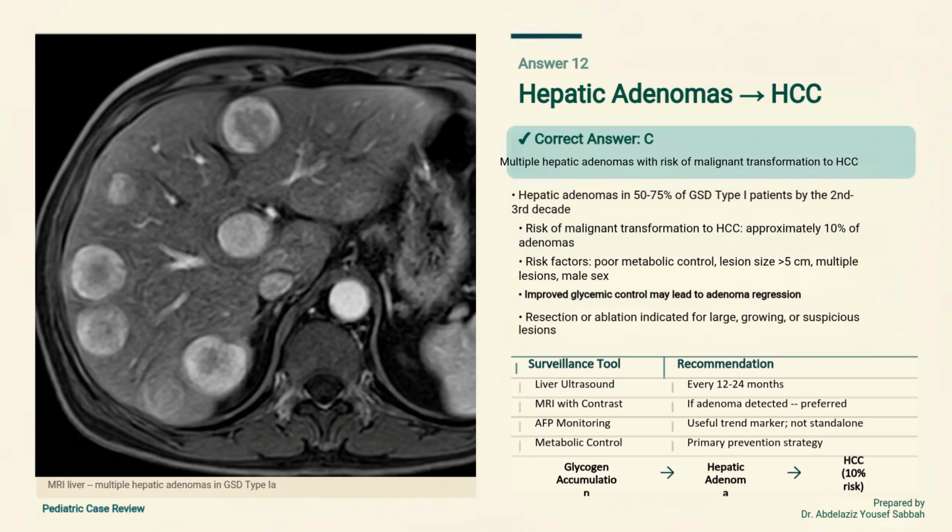Hepatic adenomas develop in 50 to 75% of glycogen storage disease type 1 patients, typically by the 2nd to 3rd decade of life. Roughly 10% of these adenomas carry a risk of malignant transformation to hepatocellular carcinoma.